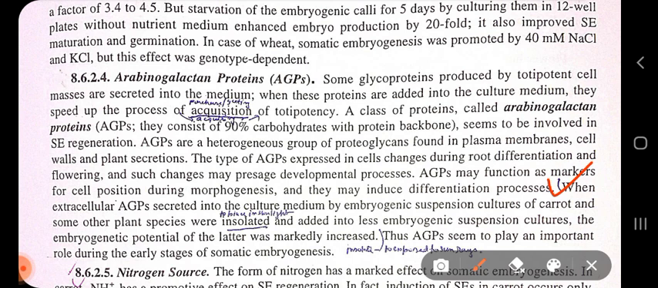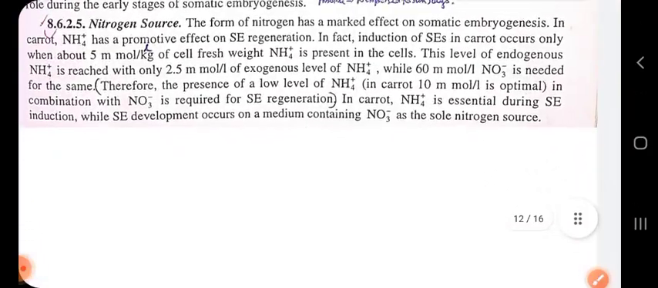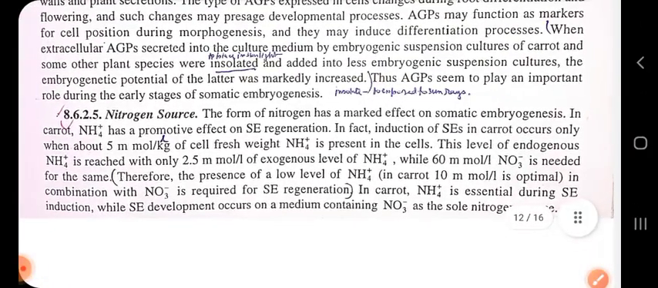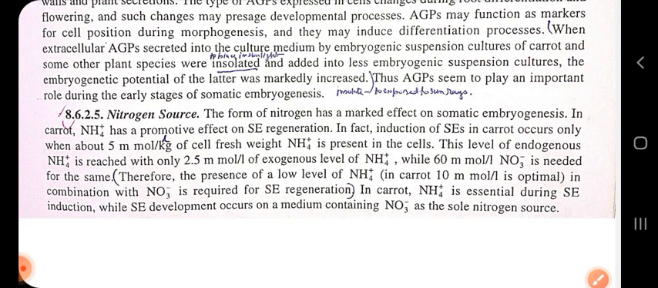But if we add it externally to the culture medium and grow our desired tissues, desired explants, then we can get a rapid somatic embryo formation from such explants. Then it is showing the nitrogen source. Nitrogen source normally has a marked effect on somatic embryogenesis.